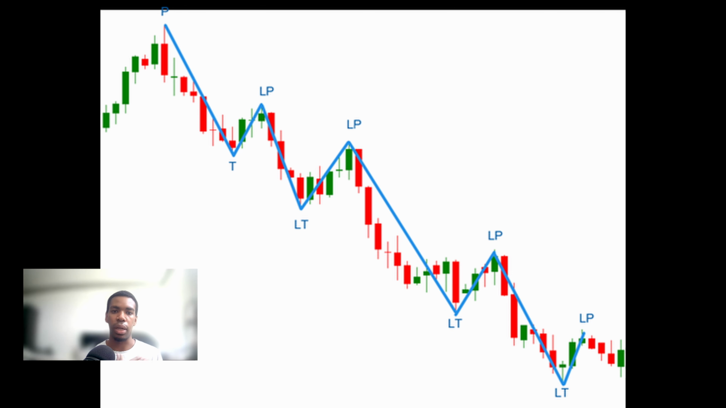You can now go through and label the peaks that are lower than the previous peak with an LP, representing the lower peak, and you can mark troughs that are lower than the previous troughs with LT, representing the lower trough. Once this is completed, again, it's easier to draw connector lines that link the troughs and peaks together. And as you can see, even though you're looking at a real chart, identifying the downtrend is as easy as it was in the theoretical example earlier.